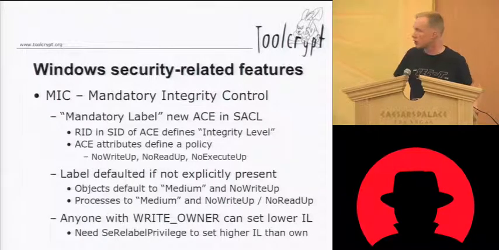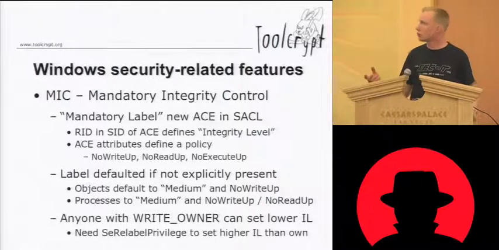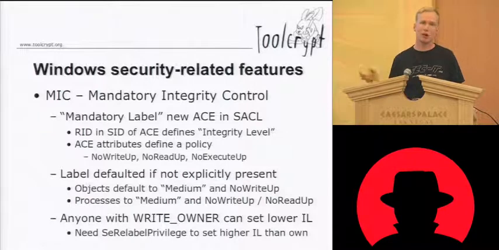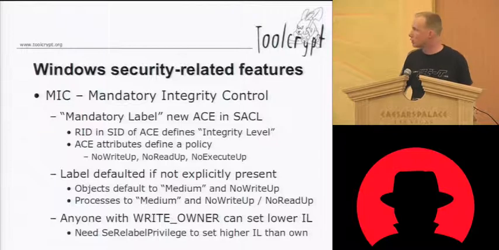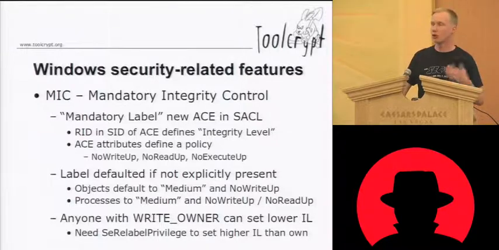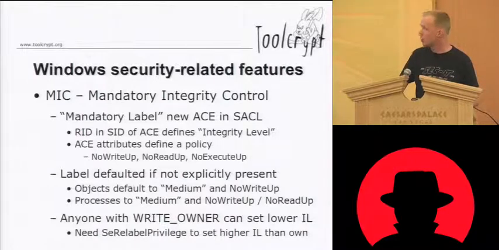The attributes in the access control entry specify a policy. That can be one of no write up, no read up, or no execute up. In protected mode Internet Explorer, it only uses the no write up policy, which means that this process running under a lower integrity level cannot write to objects that have been tagged with a higher integrity level than low, which is what protected mode Internet Explorer is running as.